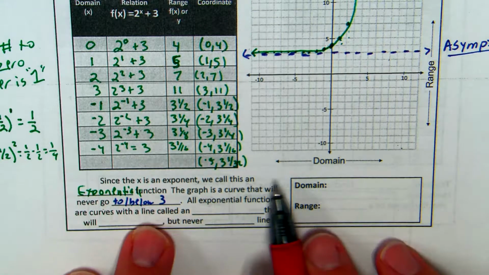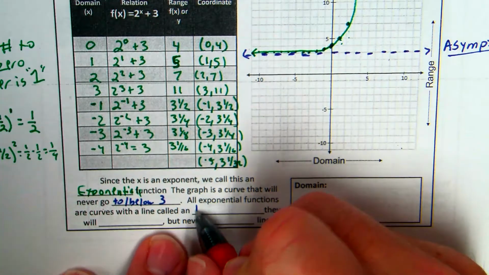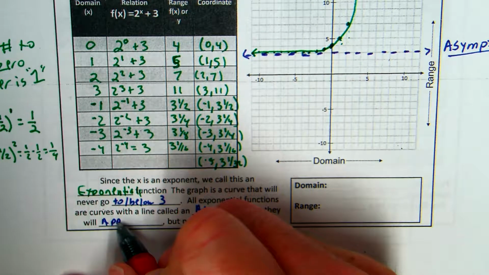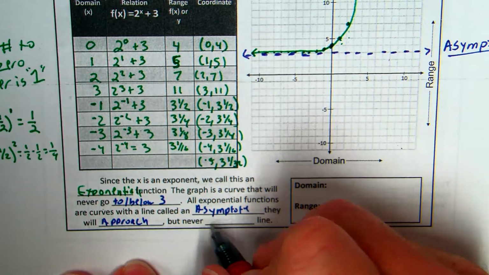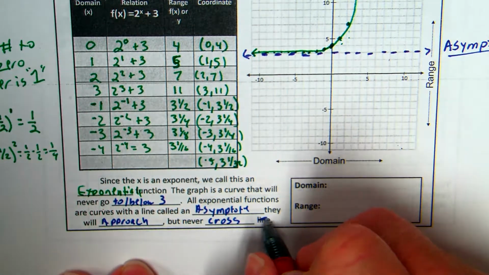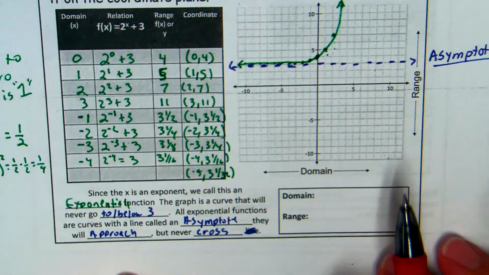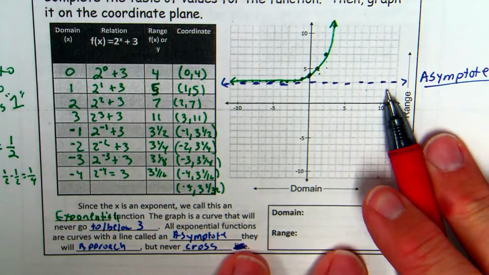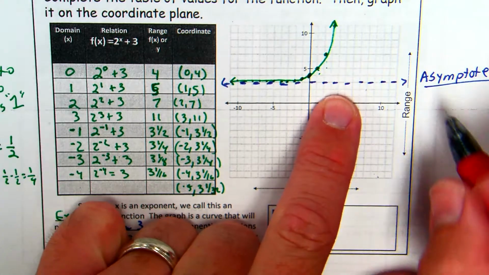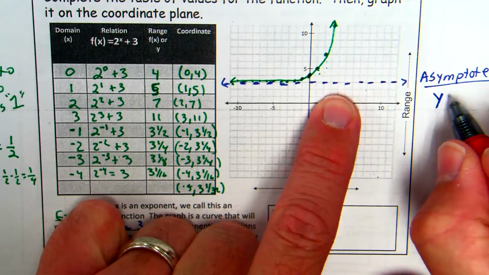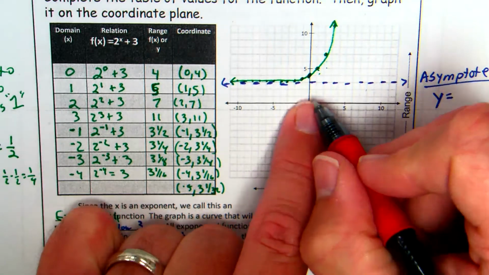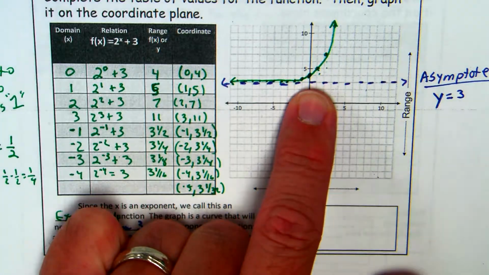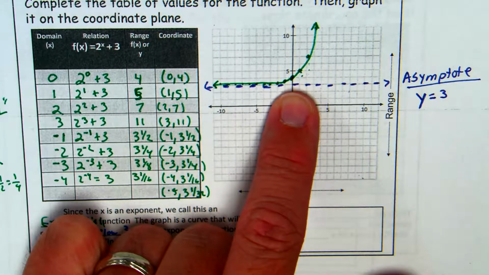In fact, all exponential functions are curves with a line called an asymptote. They will approach but never cross. And I want to cross out that last word, line. You get an asymptote. That's a line you approach but never cross. Now, this asymptote is a horizontal line. All horizontal lines are described as y equals a number. This one happens to be at 3, so this horizontal asymptote is at the line y equals 3.